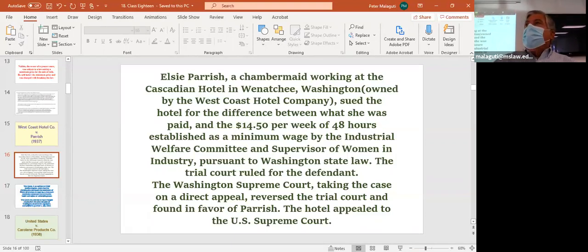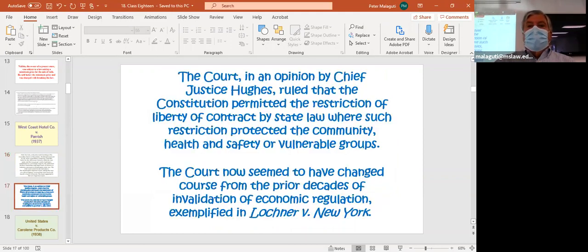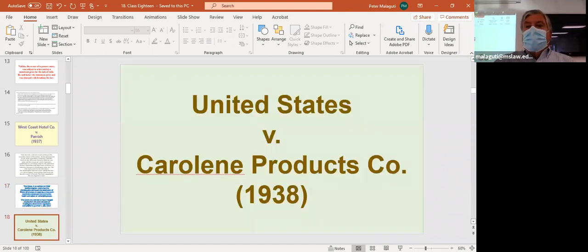The trial court ruled for the defendant, obviously applying the Lochner era standard. Washington Supreme Court reversed. The case goes up to the U.S. Supreme Court. The U.S. Supreme Court rules that the Constitution permitted the restriction of liberty of contract by state law where police power is being exercised, where it's for the health and safety of vulnerable groups. The state is making policy decisions here and clearly is moving away from Lochner.